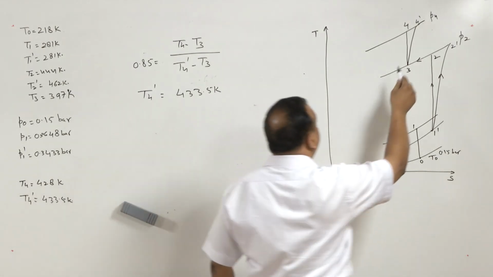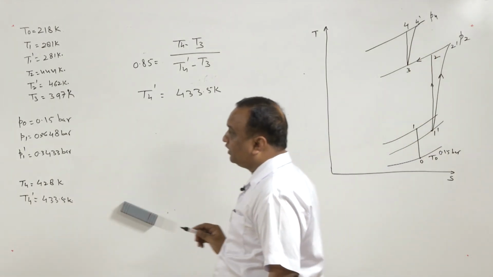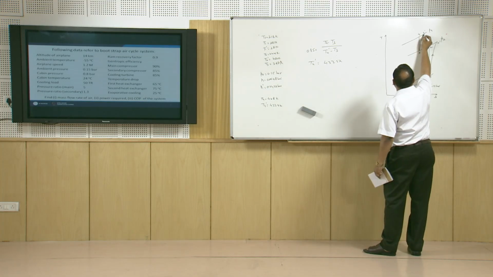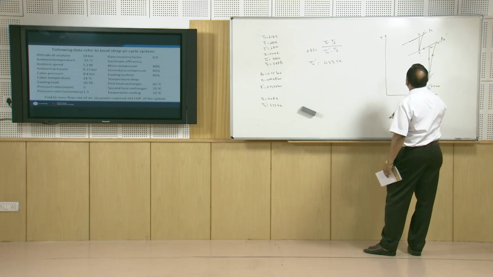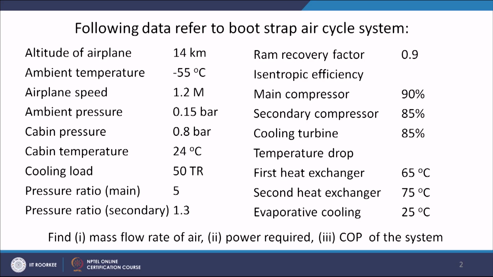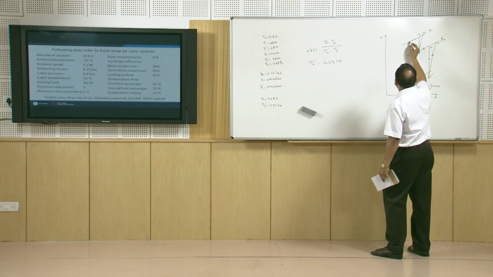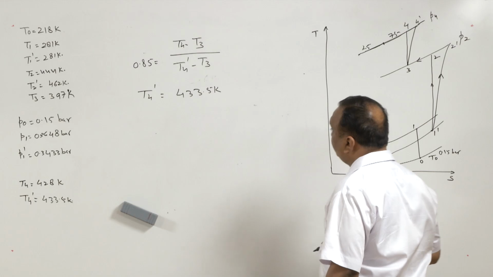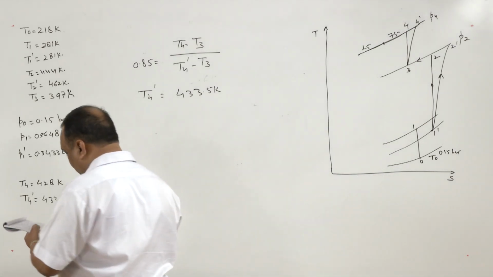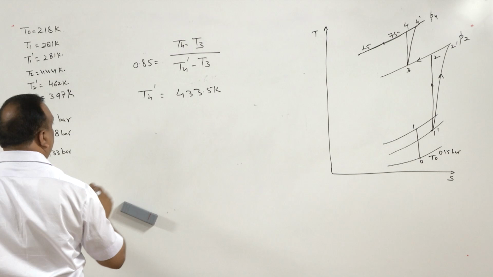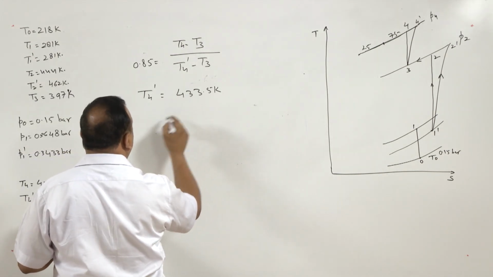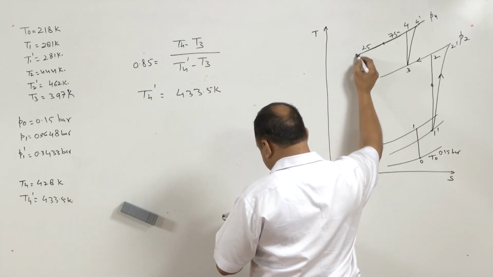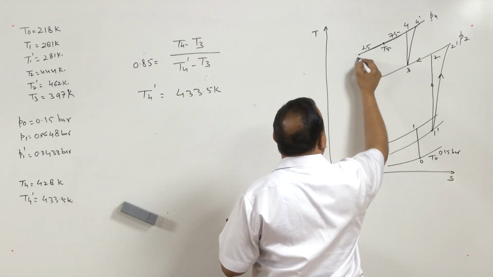After attaining state 4 dash, the air is further cooled, and in the second heat exchanger the cooling is by 75 degree centigrade. Now, again it is further cooled by evaporative cooling. So, 75 plus 25, the total is 125 degree. So, if we subtract 433 minus 125, we get T5. Now, we can write here T5 and T6.